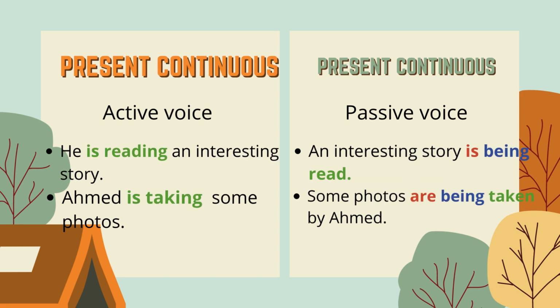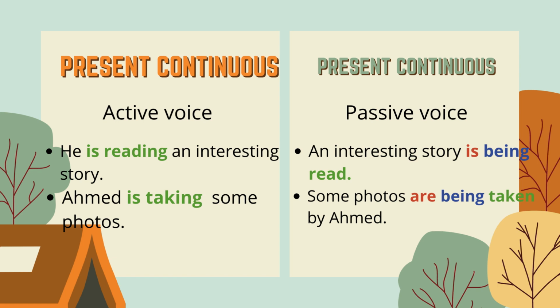The third group is the present continuous tense. Again here we have two groups, active and passive sentences. He is reading an interesting story. An interesting story is singular, and the auxiliary verb here is is plus being plus read, which is the past participle form of the verb read. The second example, Ahmed is taking some photos. Some photos is plural. For this reason, we used the auxiliary verb are plus being plus the past participle form of the verb take, which is taken.